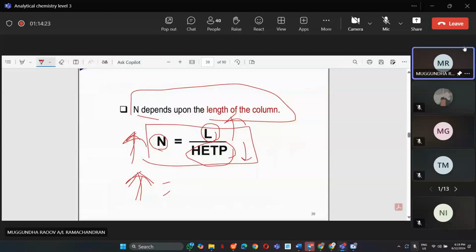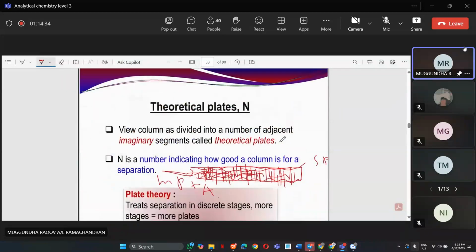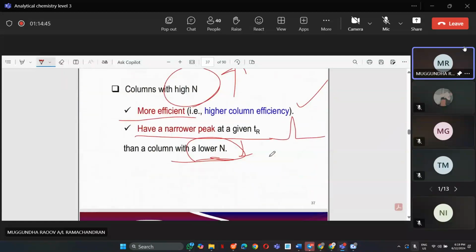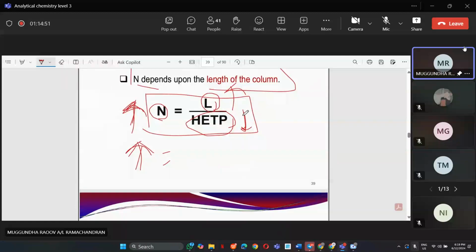The length of the column should be higher so that our N will be higher. But HETP, the plate height, is actually the height equivalent to a theoretical plate. So the HETP should be lower, and the length should be higher. So it's two different things, class. HETP should be lower and L should be higher, so that N is higher. When your N is higher, your separation is good.